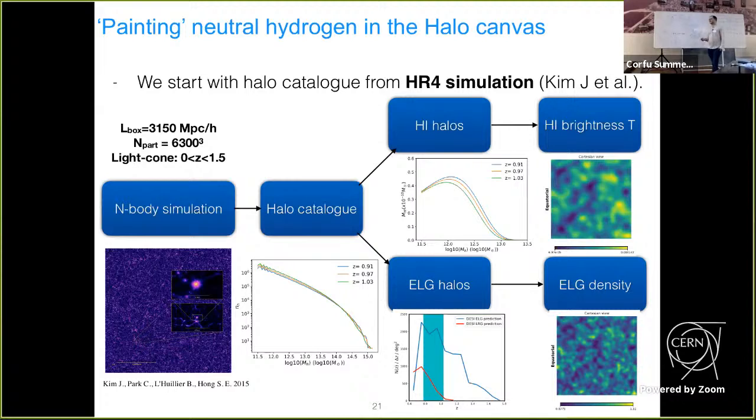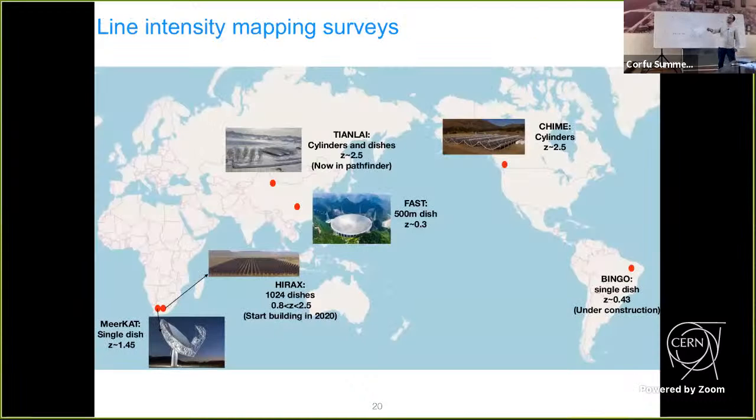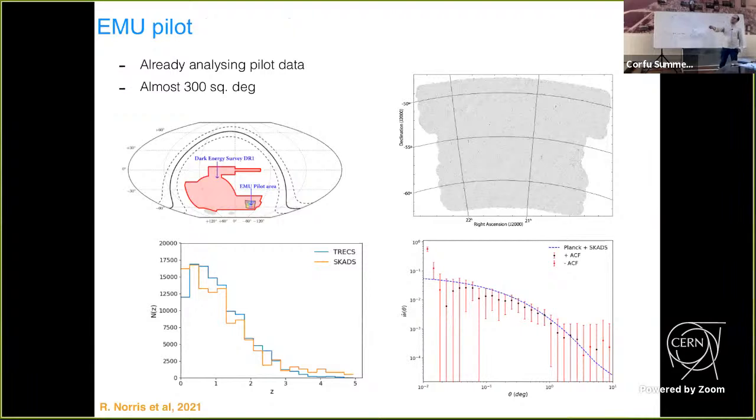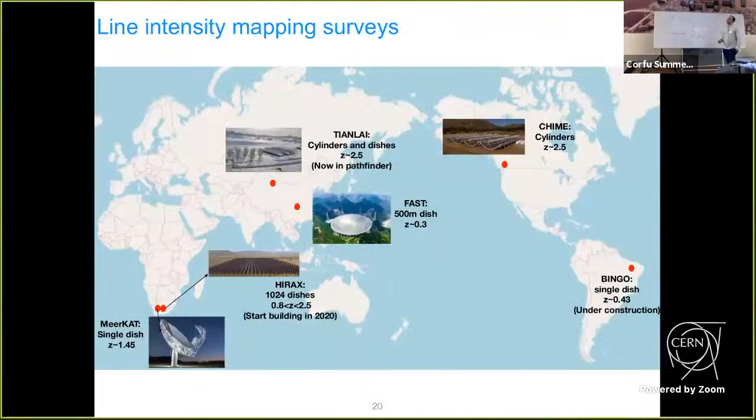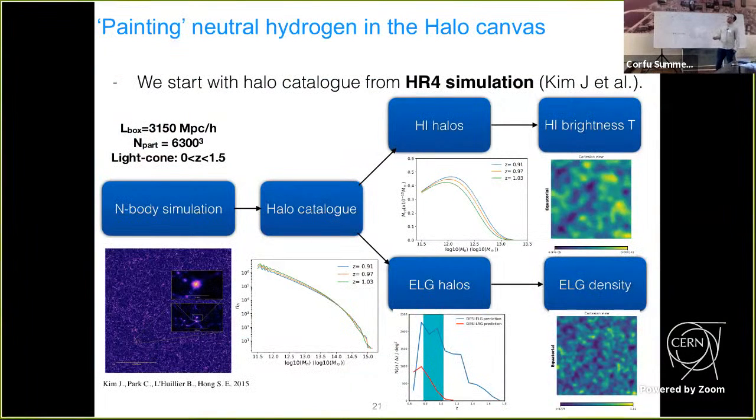And then, if you remember, DESI covers parts of the northern sky, and Tianlai is covering also the northern sky. So we have at least 15 square degrees overlap between DESI and Tianlai, for example, which is this survey here, in west of China. And then we can do cross correlations.